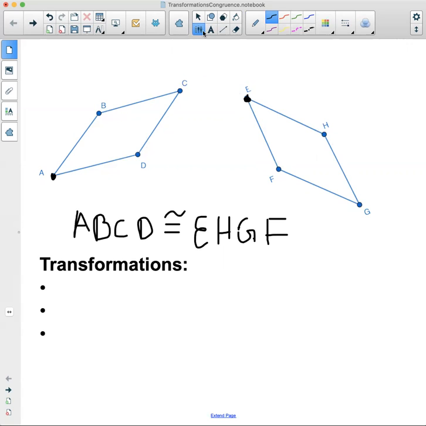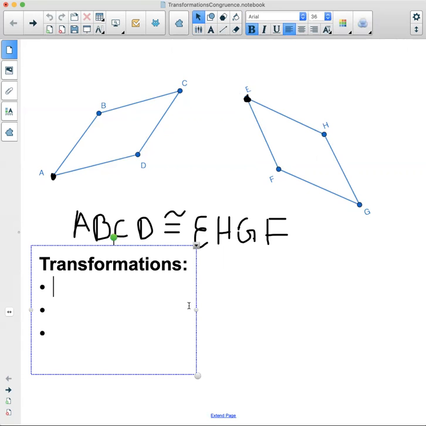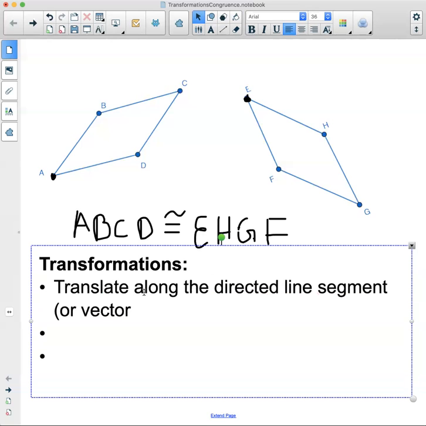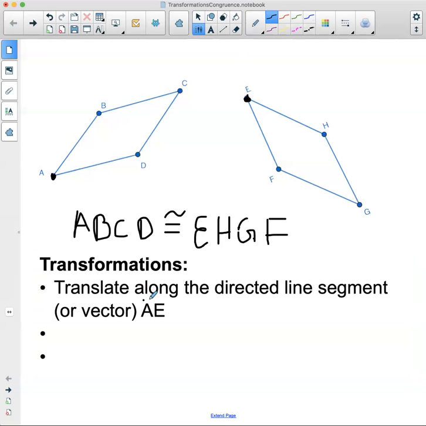Okay. So we need to describe the transformations accurately and precisely. So the first transformation I'm going to do is translate along the directed line segment, you could say, or vector, AE. Now, I'm going to put a line over it, in that it is a line segment. If you use a vector, you should put an arrow. But in any case, I'm going to translate it.